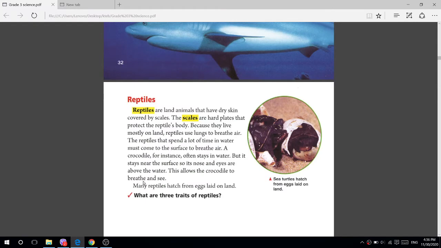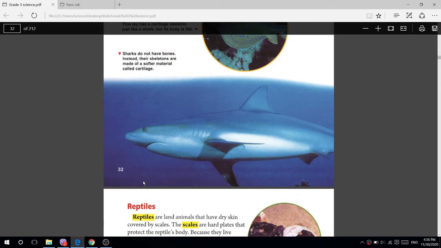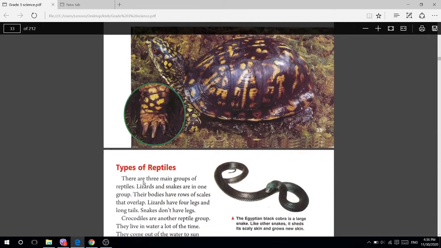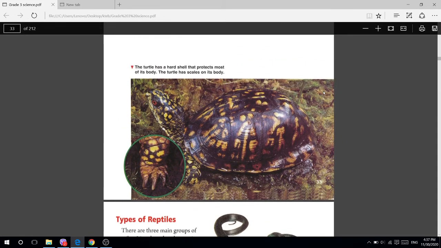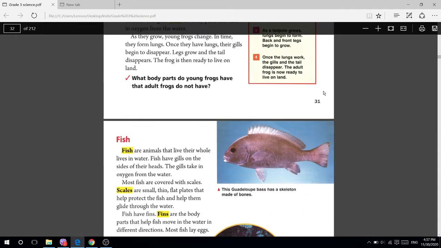Today we have a new topic. Grade 3, open page number 33. Okay students, open page number 33. Do you remember the previous lesson we talked about the fish? Do you remember?